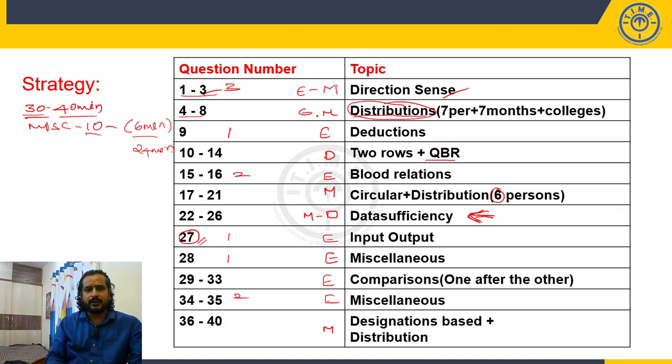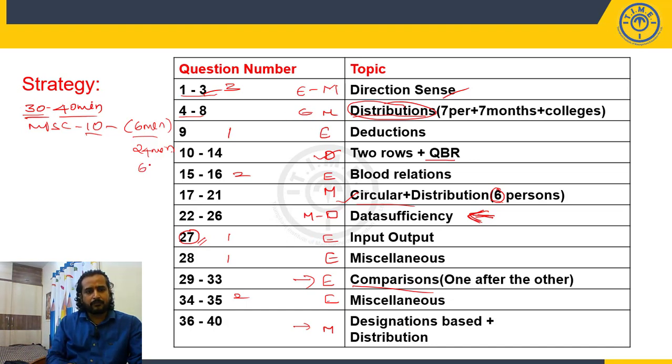Distribution set, definitely easy to moderate, and this you may attempt last if you have the time. Circular distribution we can attempt because it is given with only 6 persons. Comparisons, the first preference I am going to give in the puzzles. And designation based, you know how to solve the designation based questions. So these 4 puzzles I am going to attempt.